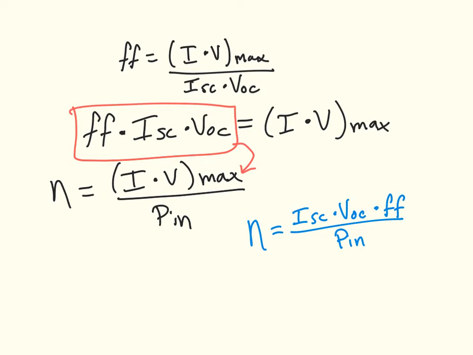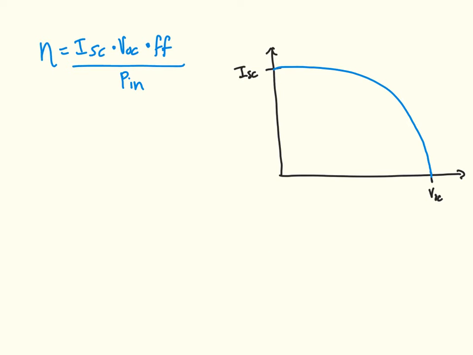So now I'm going to go over how we're going to be getting all this information from the actual curve. Now, if you look at the graph, you've got the value for the short circuit current and you've also got the value for the open circuit voltage. So that means that you have the values for these two variables here. Now, the problem is that we don't have the values for P in and the fill factor.